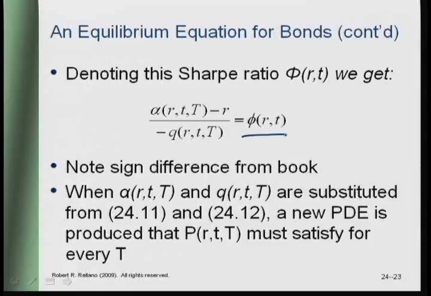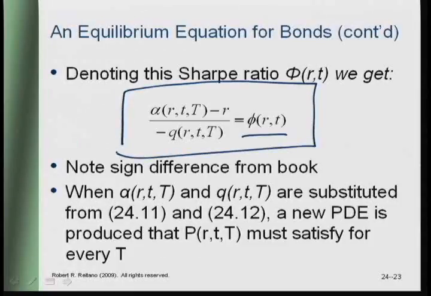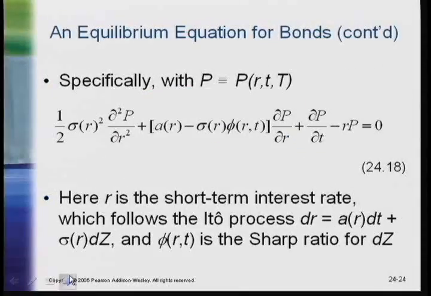So now, this is an equation, and we actually have formulas for alpha and Q from earlier, and if we insert those formulas for alpha and Q, we're going to get a differential equation that the price function P must satisfy. And the differential equation is this. Now notice that relative to the book has a plus here. It should have a minus.